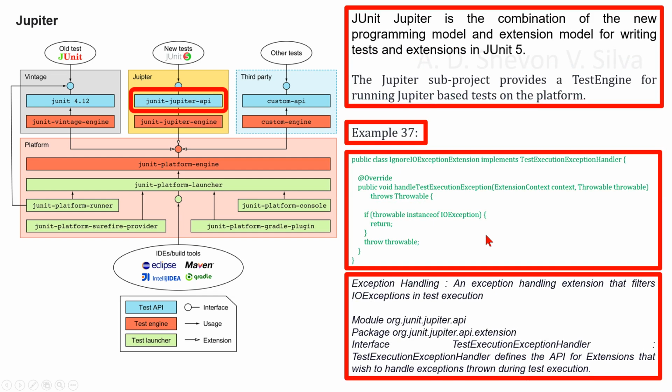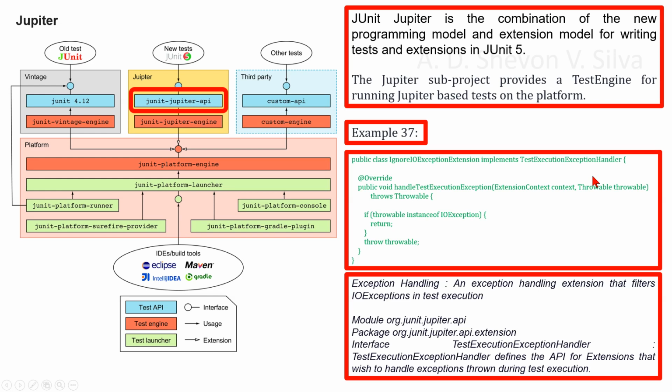Now we are considering exception handling, an exception handling extension that filters the IOException in test execution. The interface TestExecutionExceptionHandler in package org.junit.jupiter.api.extension in module org.junit.jupiter.api defines the API for extensions that wish to handle exceptions thrown during test execution. Exceptions thrown during the test execution may be intercepted and handled accordingly before propagating further, and so certain actions like error logging or resource releasing may be defined in specialized extensions.